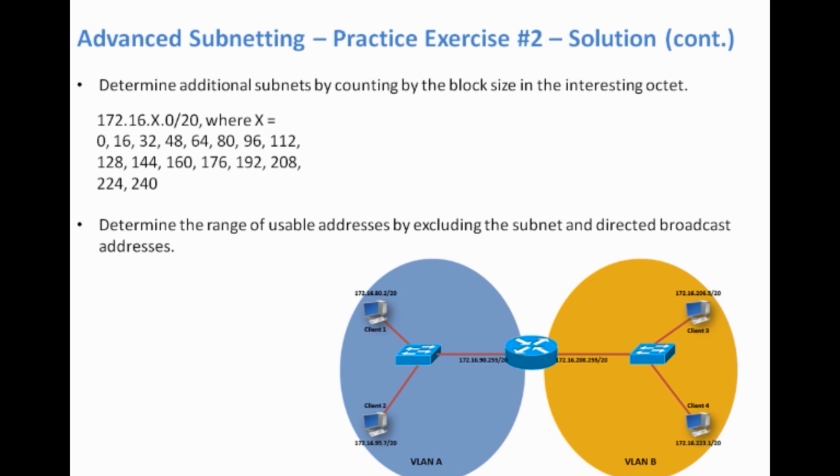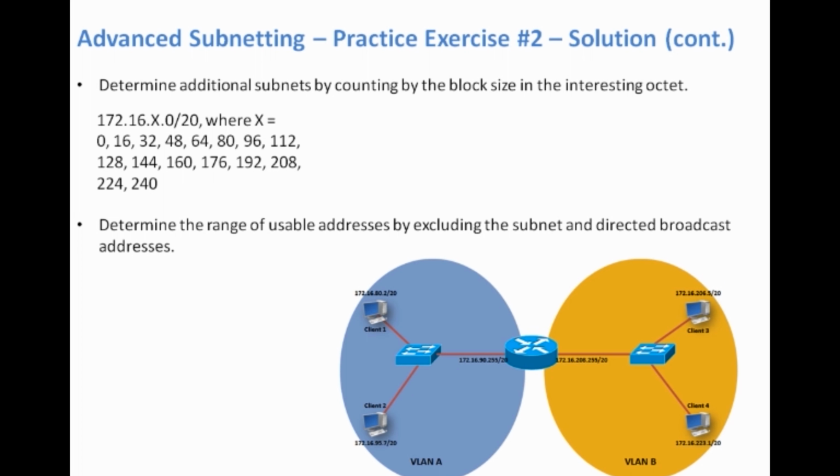Finally, we want to determine the range of usable addresses by excluding the subnet's address, the address of the wire, and the directed broadcast address. And we're only interested in 2 specific subnets here, one for VLAN A, one for VLAN B. Take a look at the router interface's address. For VLAN A, we have 172.16.90.255. That looks like a directed broadcast address almost, doesn't it?